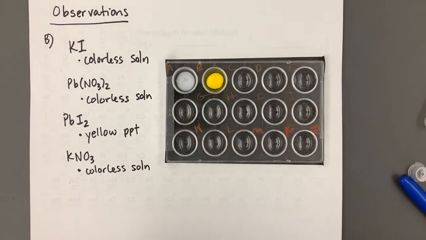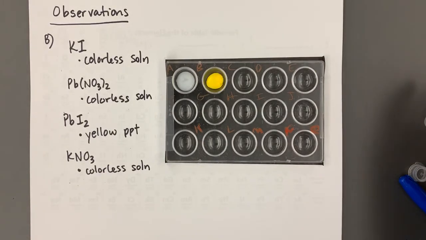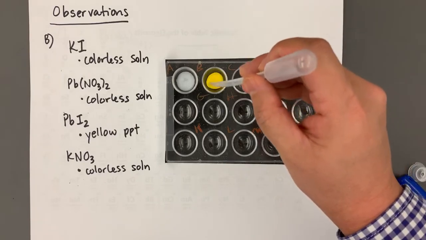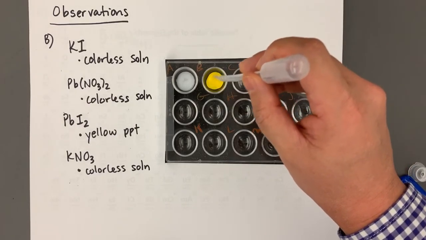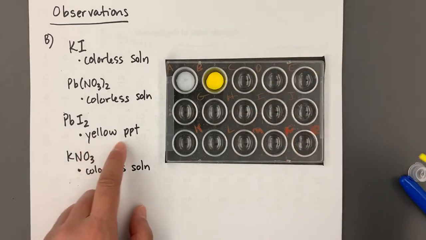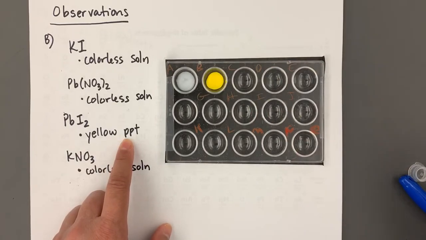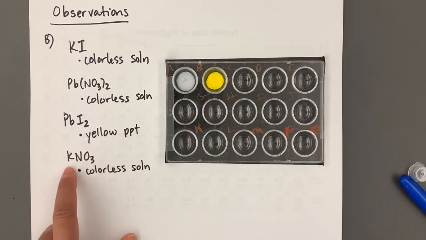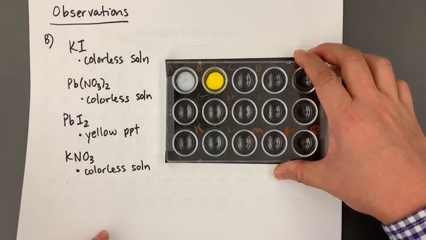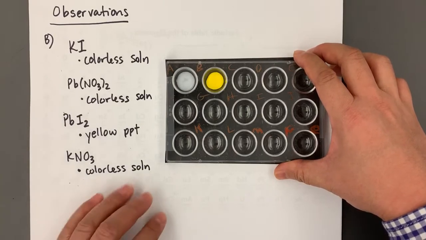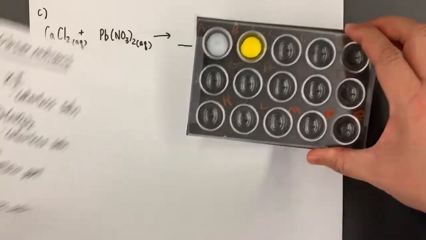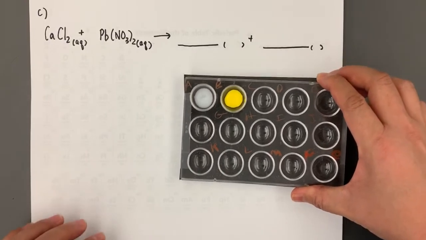And notice right away, we see a precipitate, okay? The precipitate is our lead iodide as we predict. So we should write down yellow precipitate for the lead iodide, okay? And of course, the potassium nitrate is a colorless solution, okay? So that is our second reaction for B, okay? We should write this observation down on the left-hand box, okay?